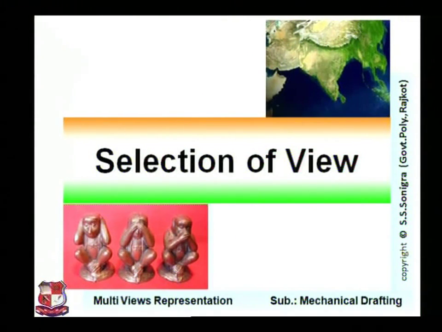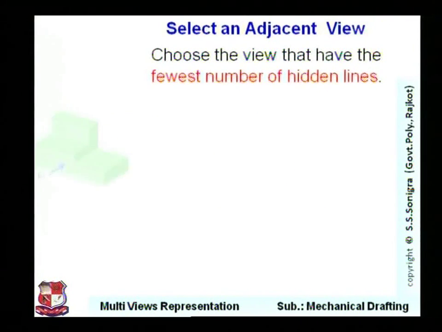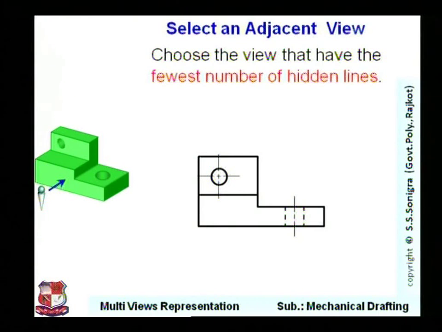Now regarding selection of views, how to select a view for any object, which view is enough to represent the object, that we will discuss in detail. Select an adjacent view. Choose the view that has the fewest number of hidden lines. This is the first rule.